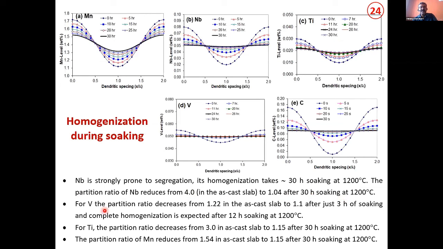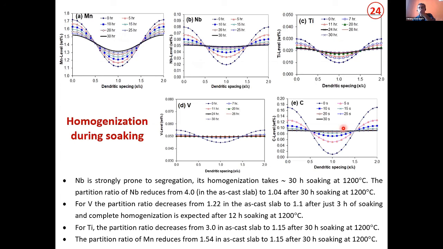On the other hand, for vanadium, the initial partition ratio is less, 1.2 or so. And after a shorter time, after 3 hours of soaking at 1200, it is expected to homogenize. So this is the vanadium curve. Here is the solute rich region and here is the solute depleted region. So this calculation is for manganese, niobium, titanium, vanadium, and carbon.